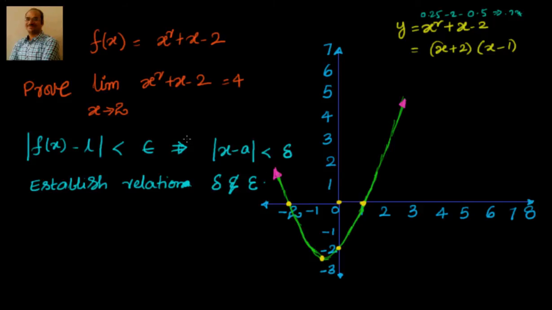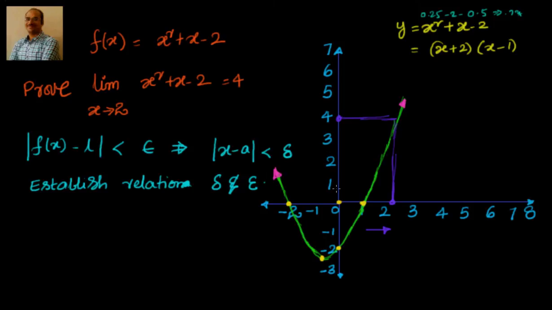So what have we been asked? We have been asked to prove that as x is tending towards 2, f of x is moving towards 4. That is what I have to prove. That means we have to prove that as x is moving towards 2, f of x should move towards 4.